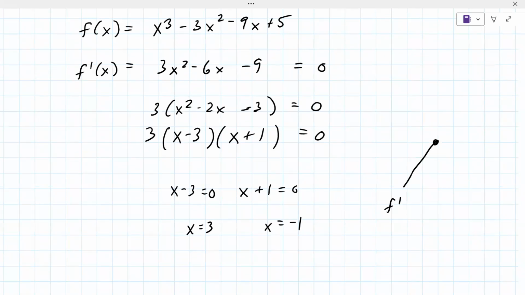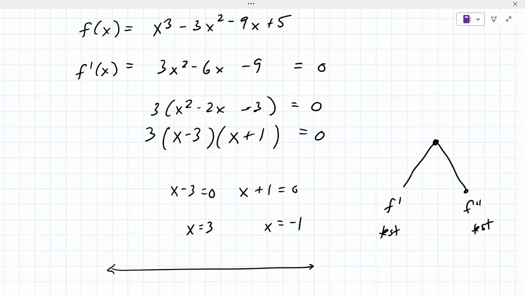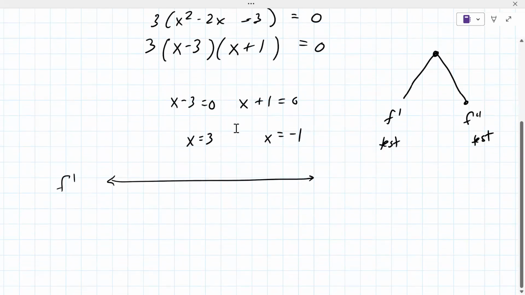There's the first derivative test, and then there's the second derivative test. Do you remember what you were doing in class? The first derivative test is where you make a number line, a sign chart. We did both. So I guess I'll show both, and then you can decide problem by problem which one you want to do. You put the two critical points on a number line.